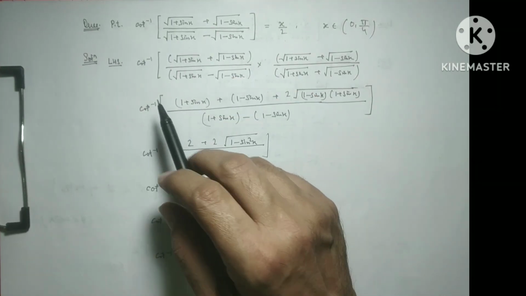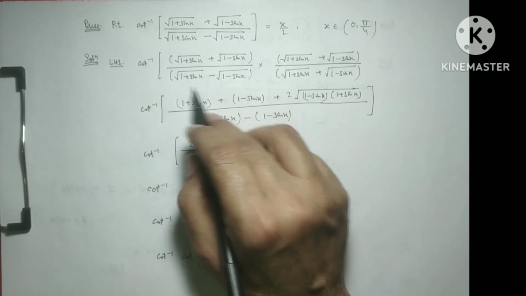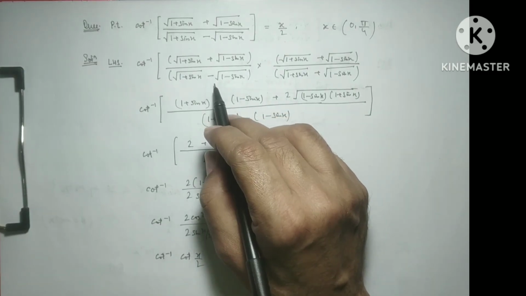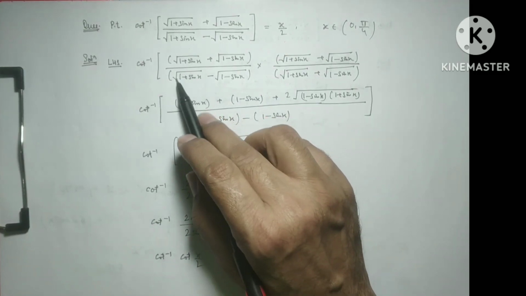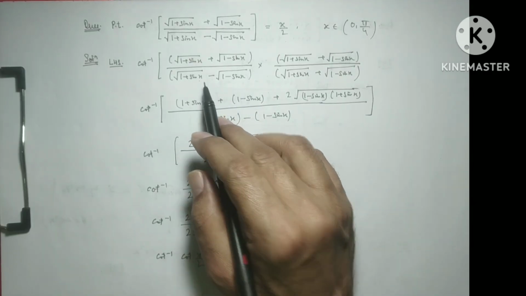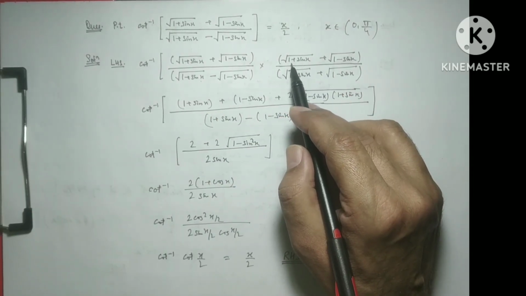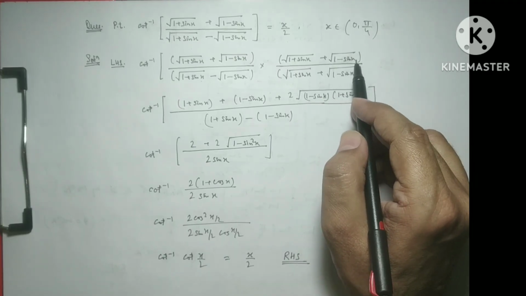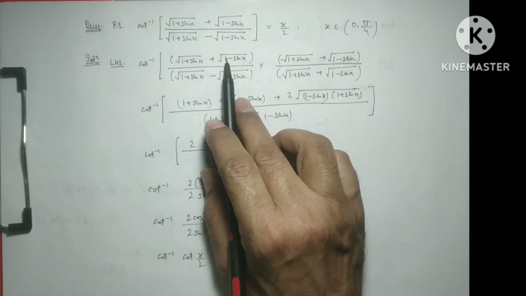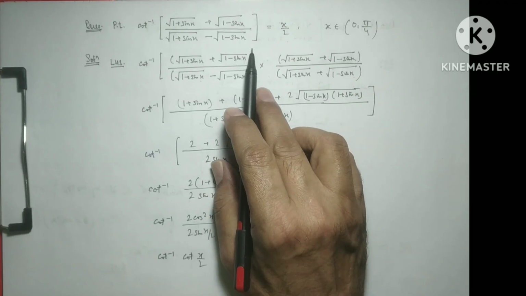So how will you do this? So it is cot inverse of this. Right now we rationalize the denominator. We will multiply and divide with the opposite sign of the denominator. So it is under root of 1 plus sin x minus under root of 1 minus sin x. Right now we will multiply with the positive sign, so it is root of 1 plus sin x plus under root of 1 minus sin x, and the same thing in the numerator. So when you multiply this, this becomes the whole square: under root 1 plus sin x plus under root 1 minus sin x whole square.